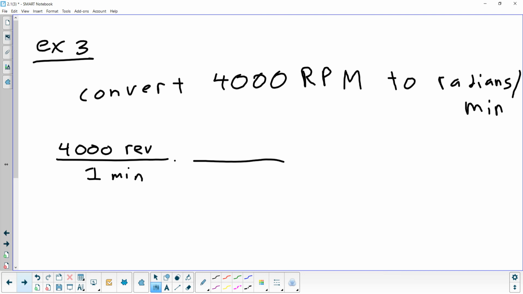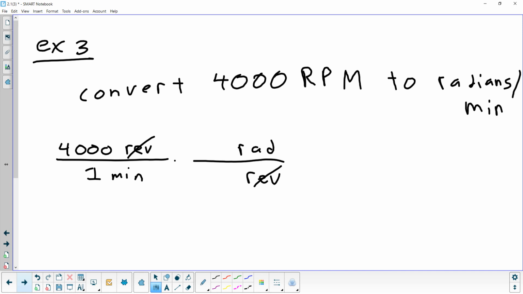Bottom. Yeah, very good. So we're going to put revolutions in the bottom. We're going to put radians in the top. Revolutions in the bottom cancels with what's in the top. But now I need the conversion. Does anybody remember how many radians in one revolution?